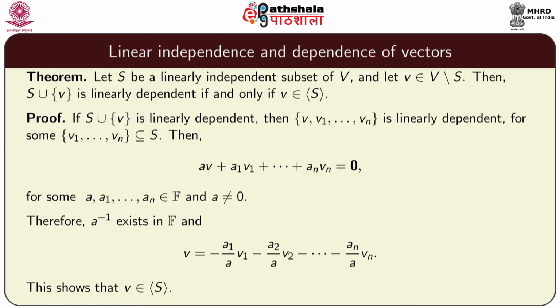Let us learn this theorem now. Let S be a linearly independent subset of V, and let v be a vector which is outside S, that is, v is in V minus S. Then the set S union singleton v is linearly dependent if and only if the vector v belongs to span of S.